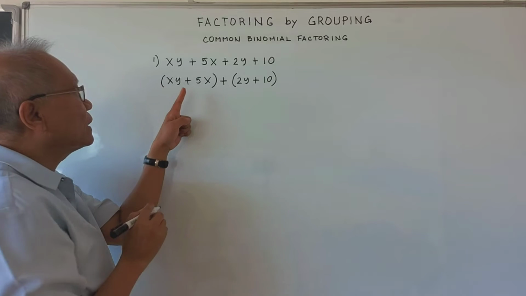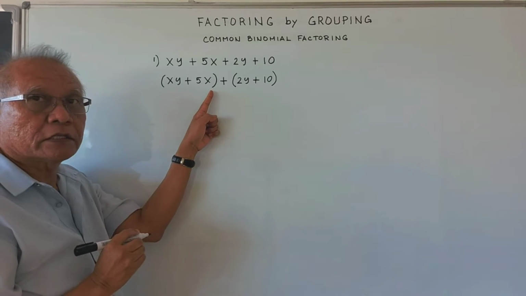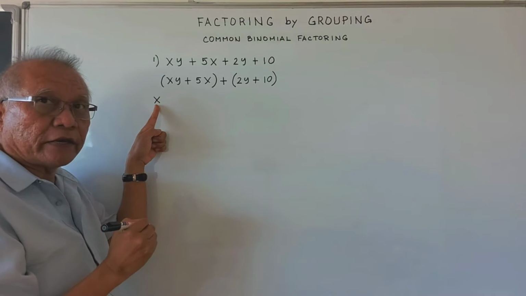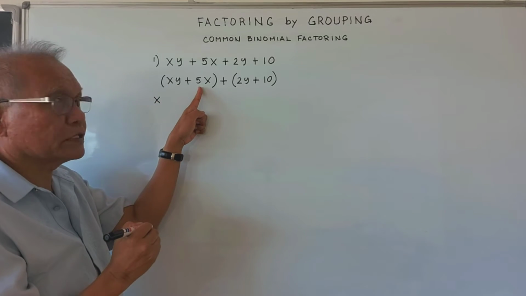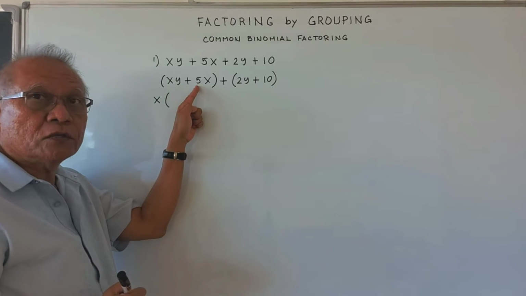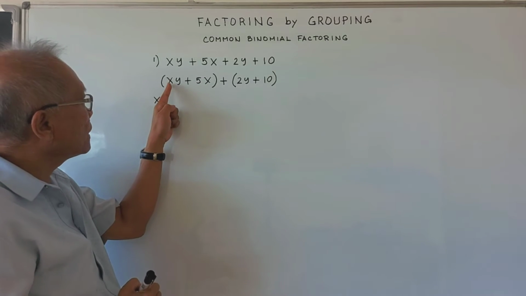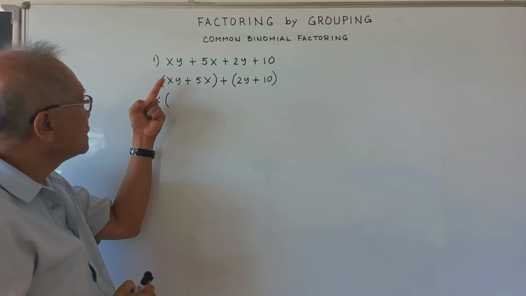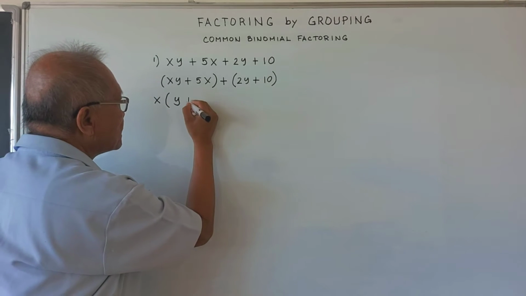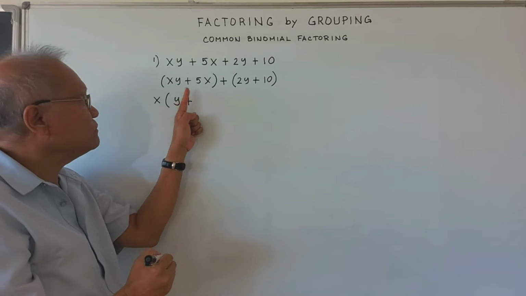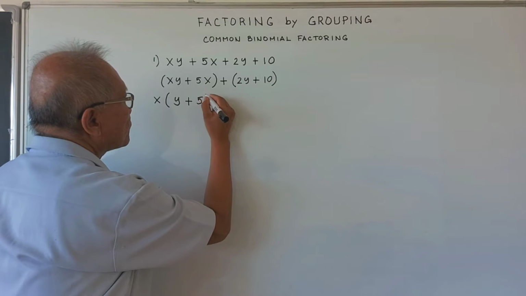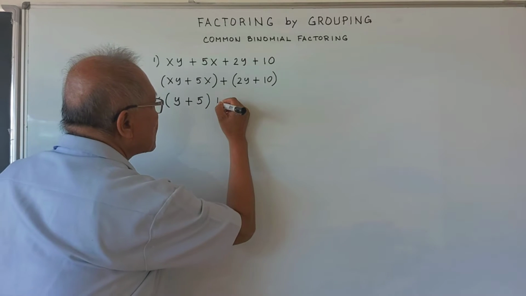So here, what is the common monomial of xy and 5x? It is x. Therefore, this is our HCF, or the highest common factor of the terms here. And we factor this one using common monomial factor. So we divide xy by x. So x is cancelled. Therefore, we have only y here. Copy the plus there. And 5x divided by x. x is cancelled. So we have 5. And then copy the plus here.